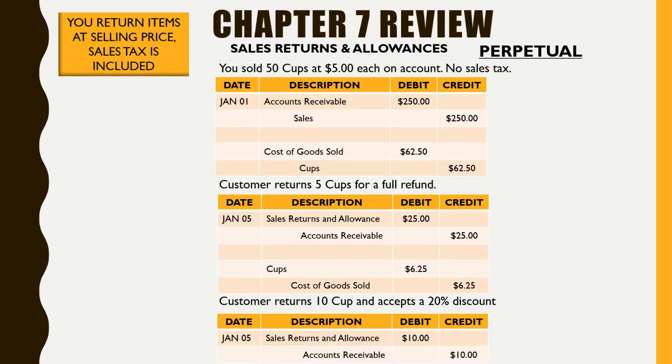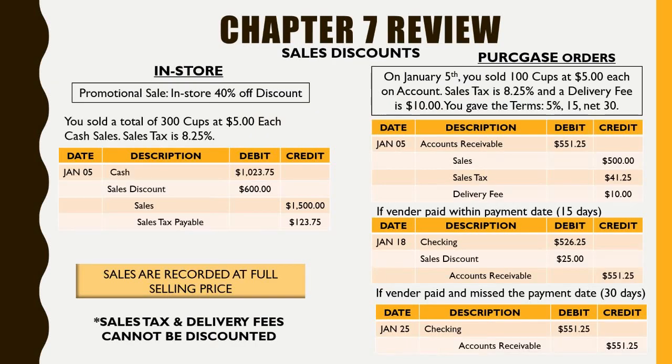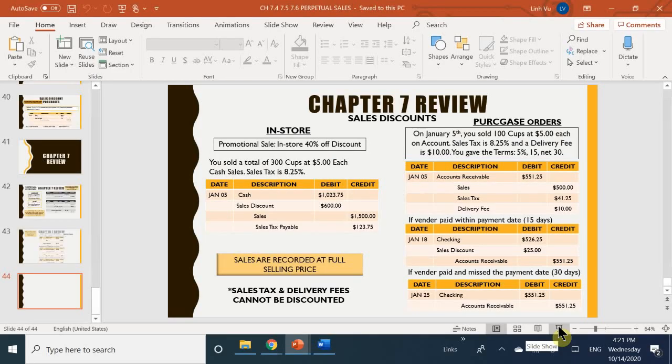Here we looked at returns, what happens when we have a sales return. And here, this is what we're looking at when we have an in-store sale as well as a personal term sale, when we give our customers terms, and what happens when they meet them. Other than that, that is it for chapter 7 completely. Yay, we've finished everything.